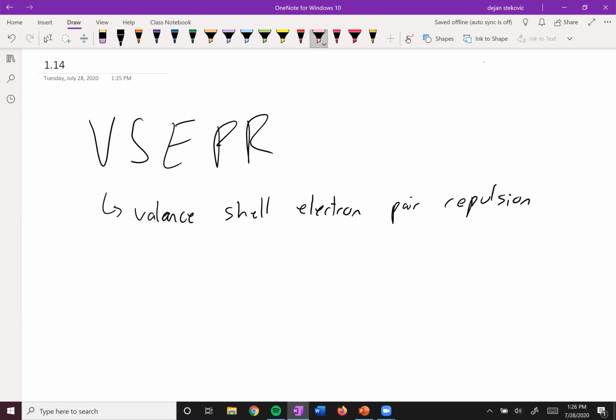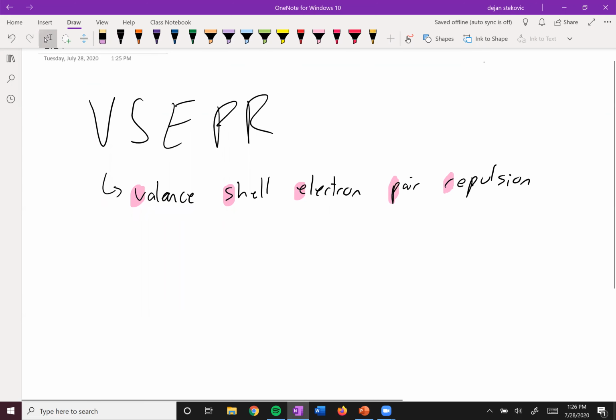So that's the way it's spelled. It's a funny spelling, but I think it's an acronym. VSEPR, right? And basically the idea of VSEPR is pretty simple. It's that electrons want to get as far as possible from each other.